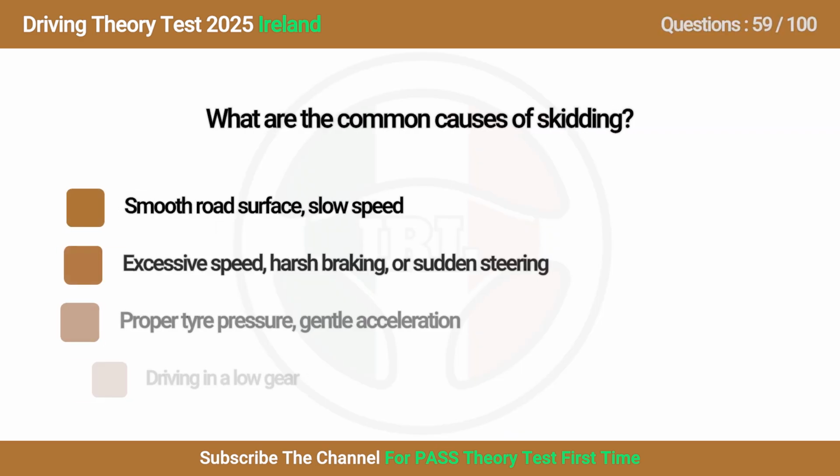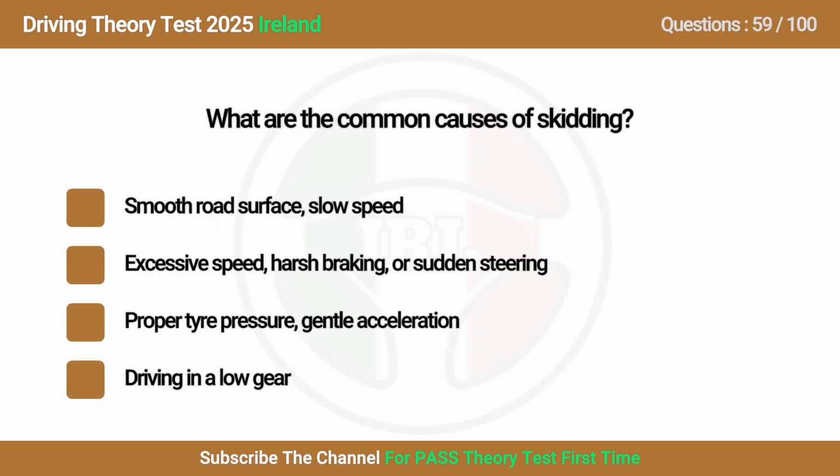Question 59. What are the common causes of skidding? A. Smooth road surface, slow speed. B. Excessive speed, harsh braking, or sudden steering. C. Proper tire pressure, gentle acceleration. D. Driving in a low gear.